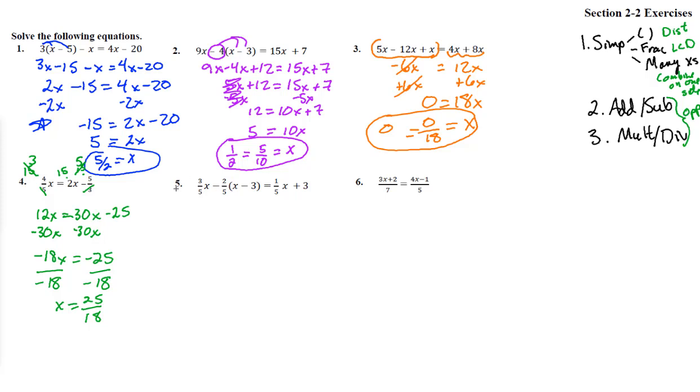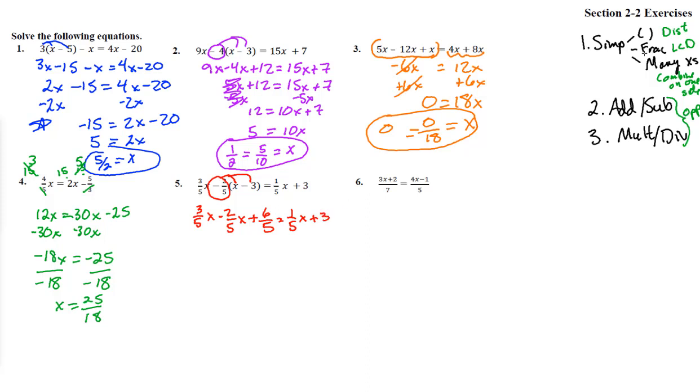The next one, number 5. Ooh, this one has parentheses and multiple x's and fractions. This is probably as ugly of a problem as we can give you. Let's take care of it one step at a time. Parentheses. So let's take this negative 2/5 and jump it in, and we get 3/5 x minus 2/5 x plus 6/5. Now that's a 3 over a 1. That's why just the 2 times it equals 1/5 x plus 3.